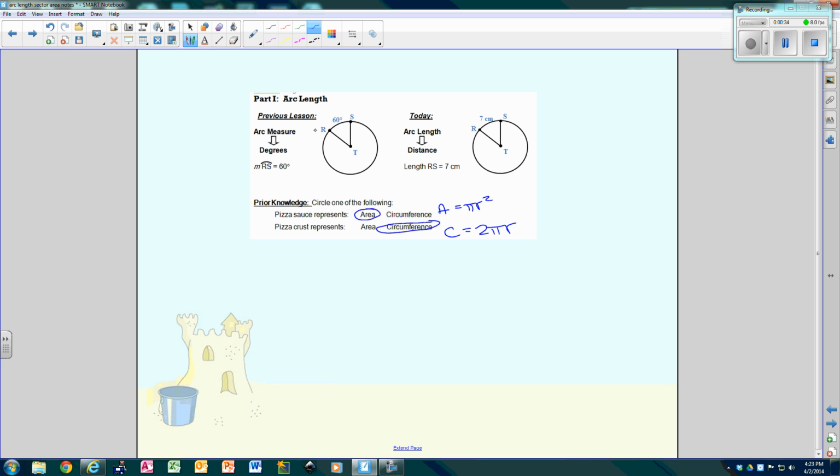Please keep in mind previously we learned that arc measure was in degrees, so the measure of this arc is 60 degrees. However, how far is it from R to S? That would be length. Today we're going to discuss the length, and we're going to say it is 7 centimeters. So there's two ways to measure an arc. We can measure it by the degrees, a 60-degree turn, or by the distance, 7 centimeters.